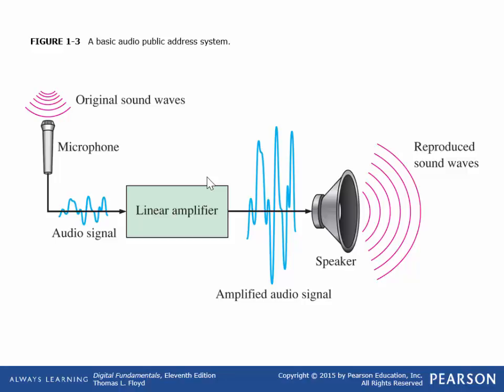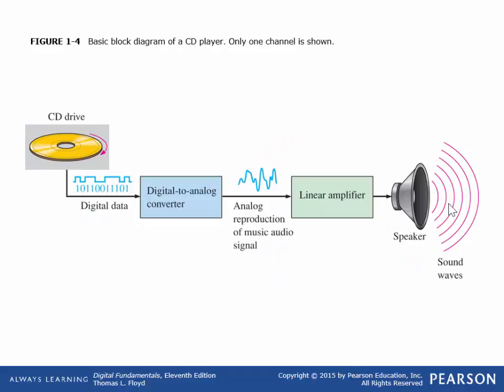But this is basically what happens in an analog system. You have a microphone that picks up the original sound waves. These are all analog. Here's our analog signal. It goes through an amplifier. This signal should look the same as this signal, only this one's larger, and it goes through a speaker. Very straightforward process. And this is the way tapes and phonograph records and a PA system work perfectly.